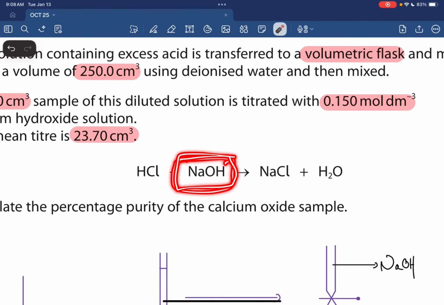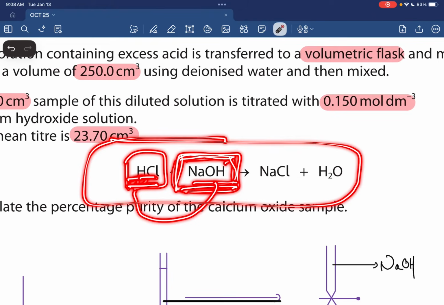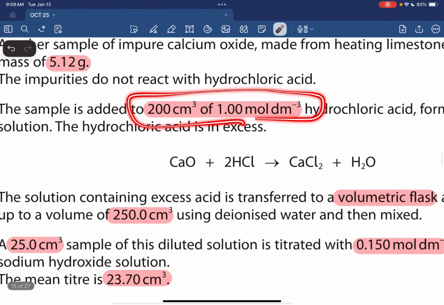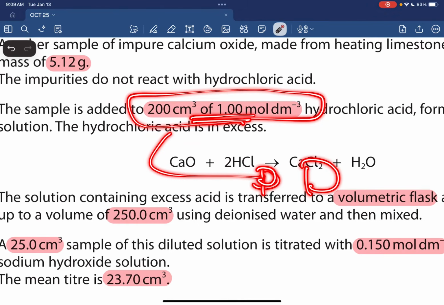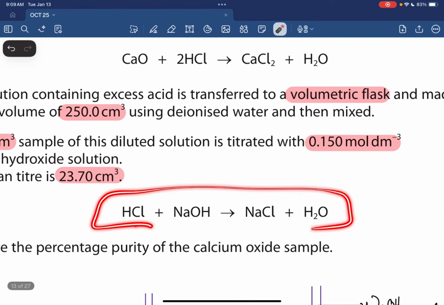However, you could figure out the moles of this, because you know the concentration of this and the volume of this. So you could easily figure out the moles of this. If we have the moles of this, which was the acid that was in excess, and this was the number of moles of acid that was initially present, you have the moles of acid that was in excess.